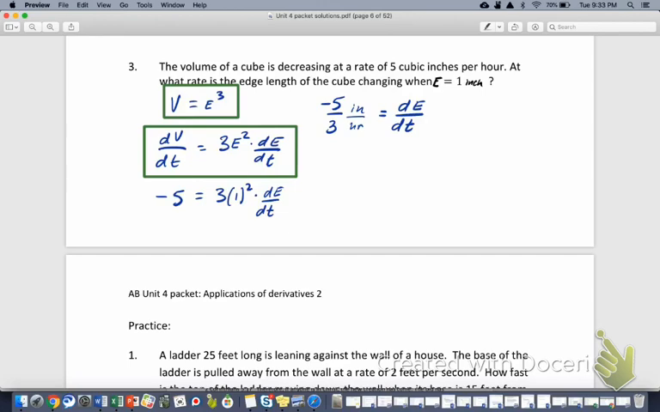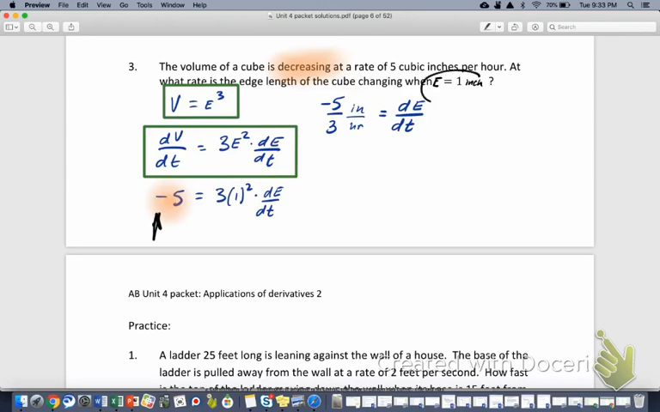A big difference here, of course, is that the volume is decreasing. And so in this case, I gave you a rate of change of volume instead of rate of change of edge length. And the fact that the volume is decreasing means that the rate of change of volume has to be a negative number. So I've made this a -5 instead of a +5.